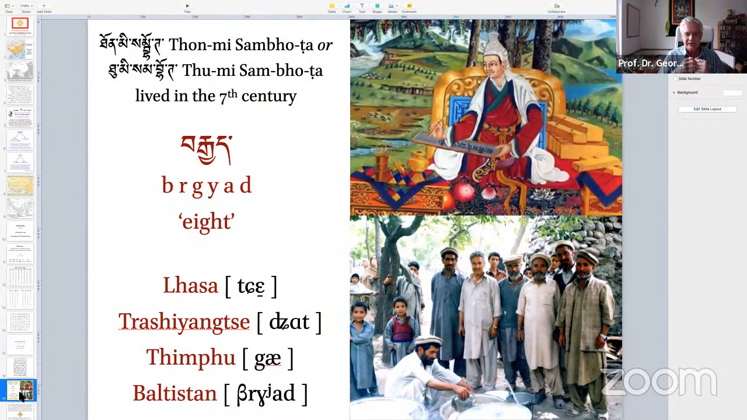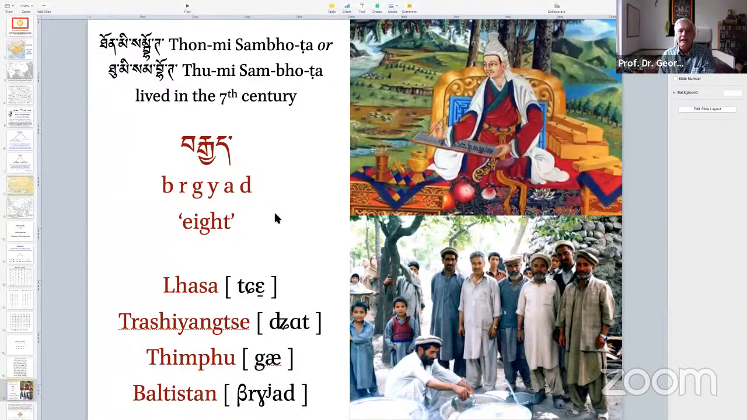I'll give a very typical example of one word, but the whole language is full of words like this, where you have a word that is spelt Bgyad, which is what you actually spell, and it means eight. This is the spelling, but if you live in Thimphu today, in Bhutan, you will write this, but you will say ge. And if you live in Lhasa today, you will write this, and you will say che.